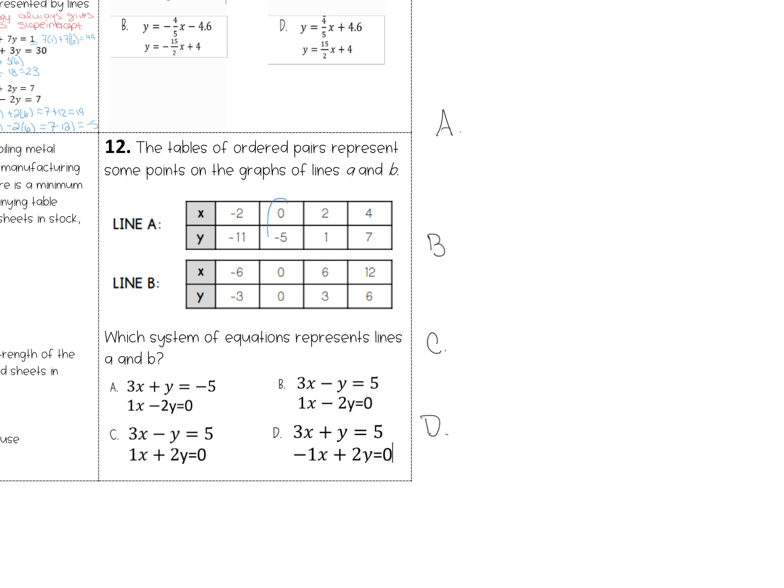And this is the y-intercept. So let's try using it to see if it helps. 0, negative 5. So remember, this is my x and my y.